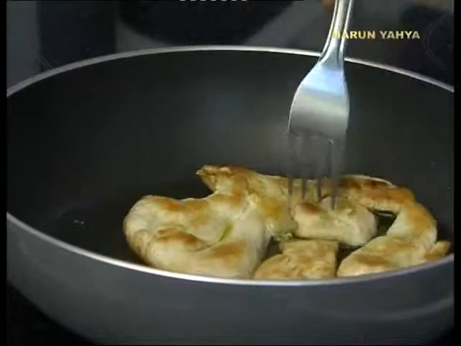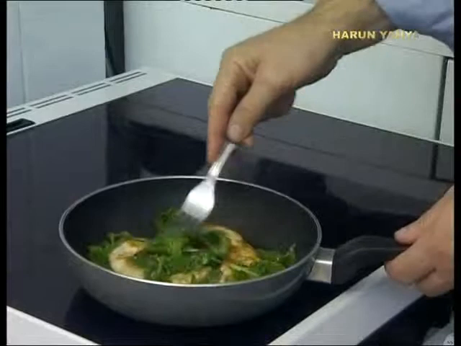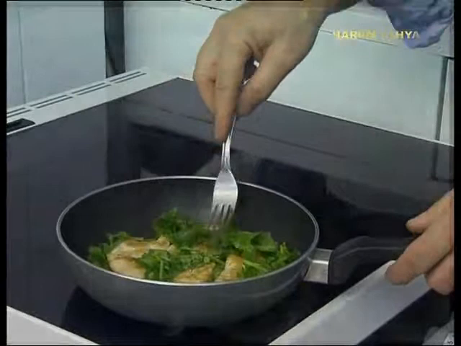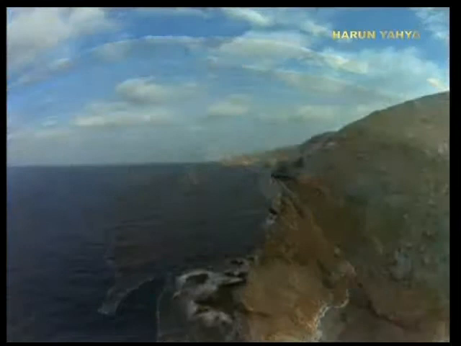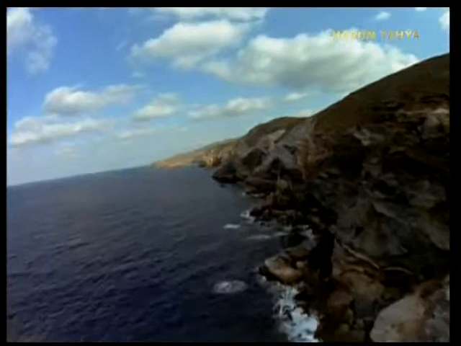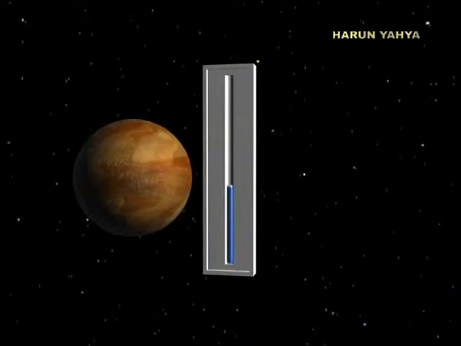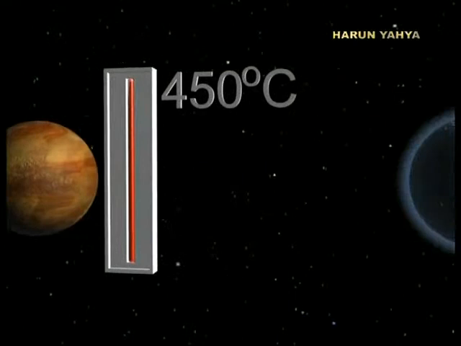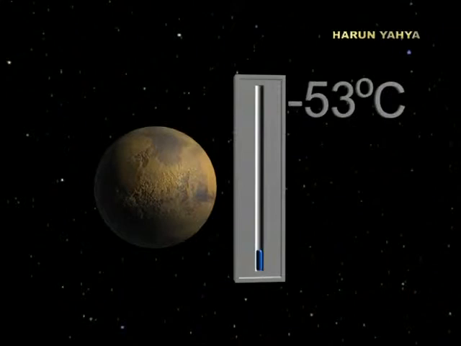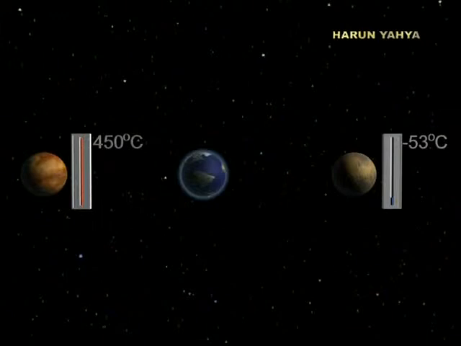This is one of the most important proofs that the Earth is specially created. The temperature range that permits carbon to give rise to organic compounds exists only on Earth. And this temperature range is a highly delicate one. To make a comparison, the temperature on Venus, the next planet to the Earth in the solar system, is around 450 degrees Celsius. And the temperature on Mars, the next planet after the Earth, is minus 53 degrees Celsius. It is impossible for carbon to give rise to organic compounds in such burning heat and freezing cold.